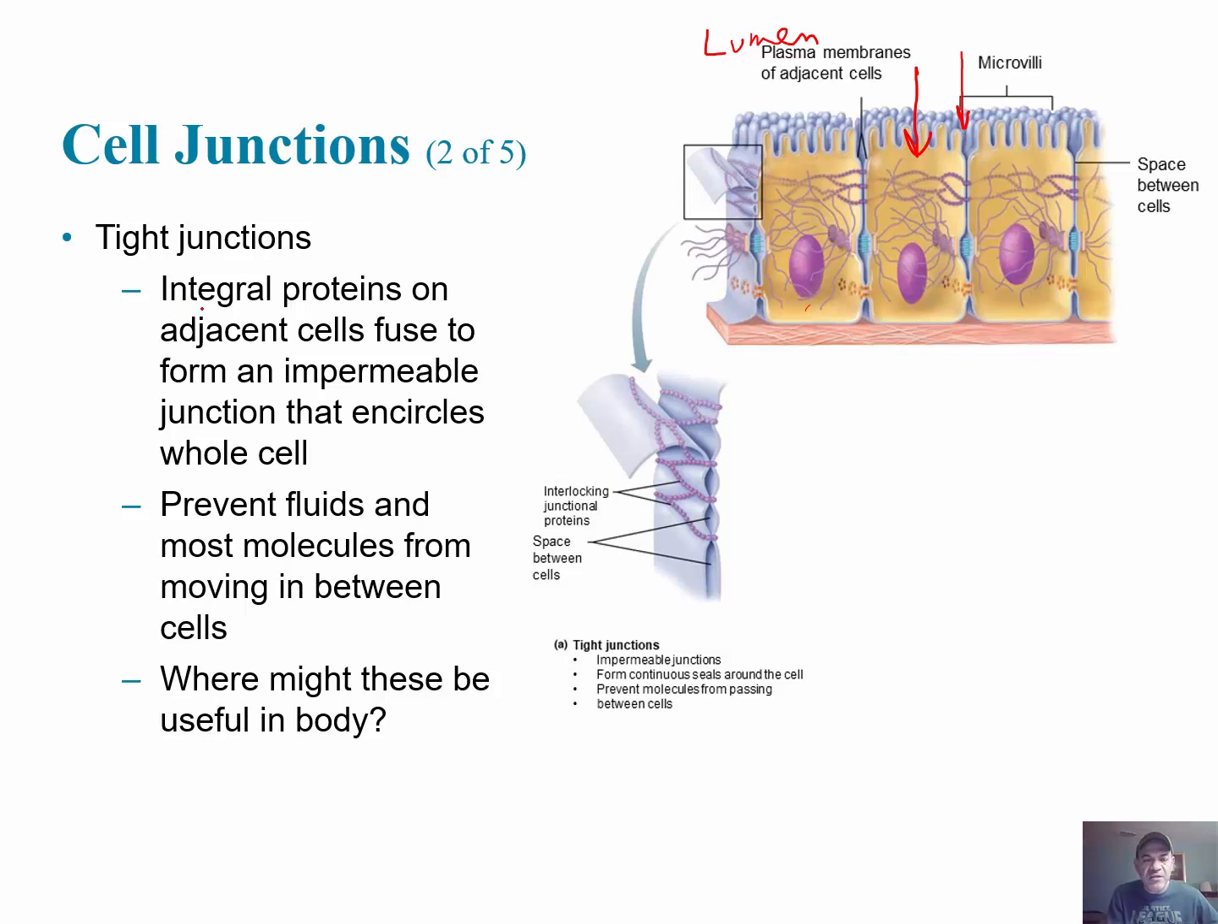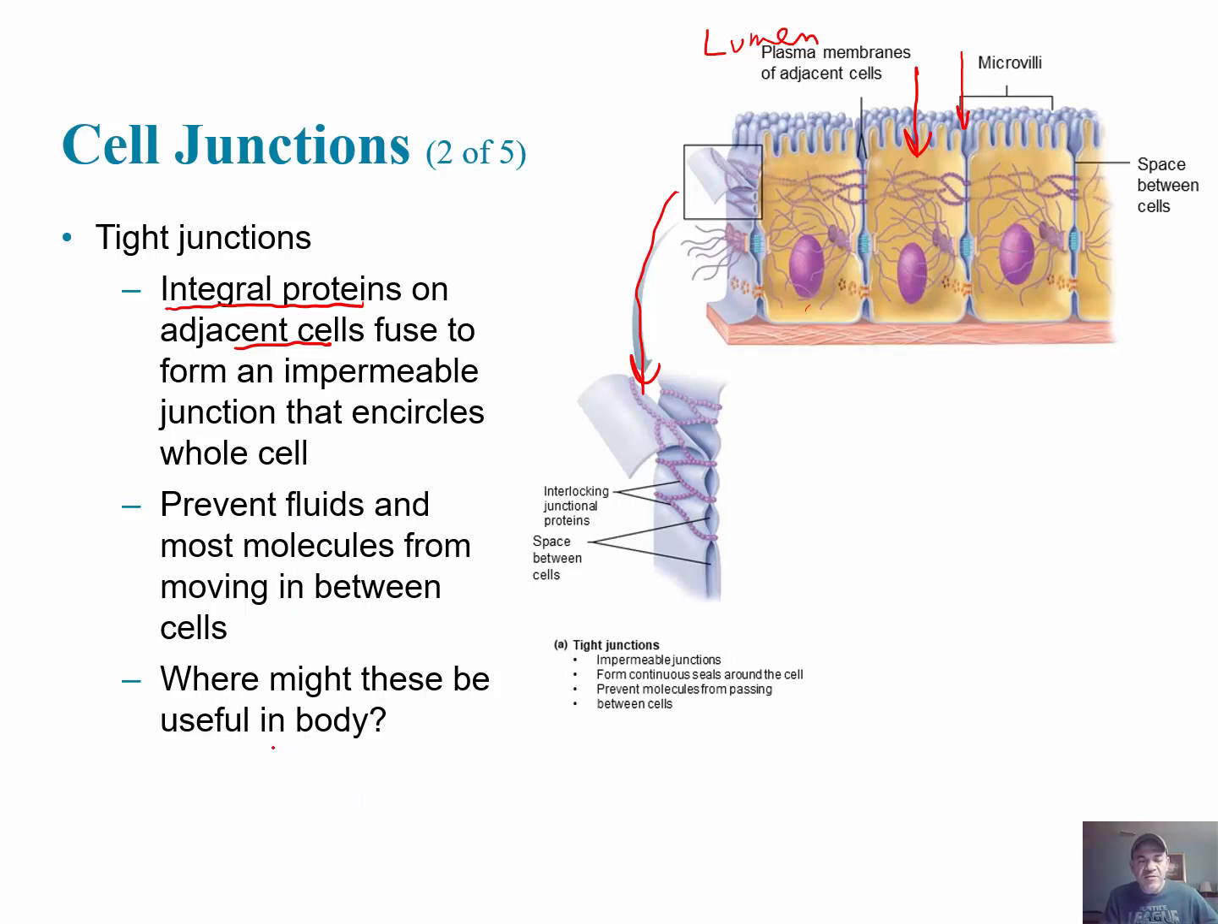So let's take a look at what it says here. It says that these tight junctions are formed from integral proteins on adjacent cells. They're going to help to fuse and form an impermeable junction that encircles the whole cell. As you can see, they took the image right here and are blowing it up. See how those integral proteins help to hold the membranes tightly together. Now this is going to prevent fluids and most molecules from moving in between, as I mentioned before.